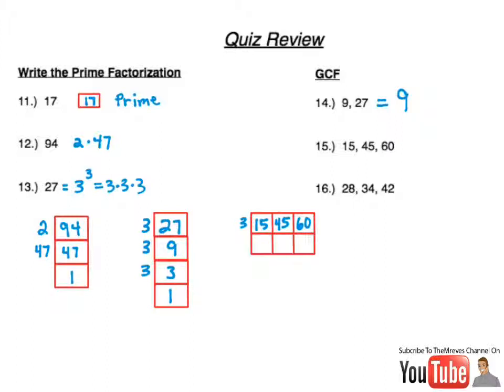3 goes into 15 5 times. 3 goes into 45 15 times. And 3 goes into 60 20 times. Smallest prime number that goes into those is 5. 5 goes into itself once. 5 goes into 15 3 times. And 5 goes into 20 4 times.